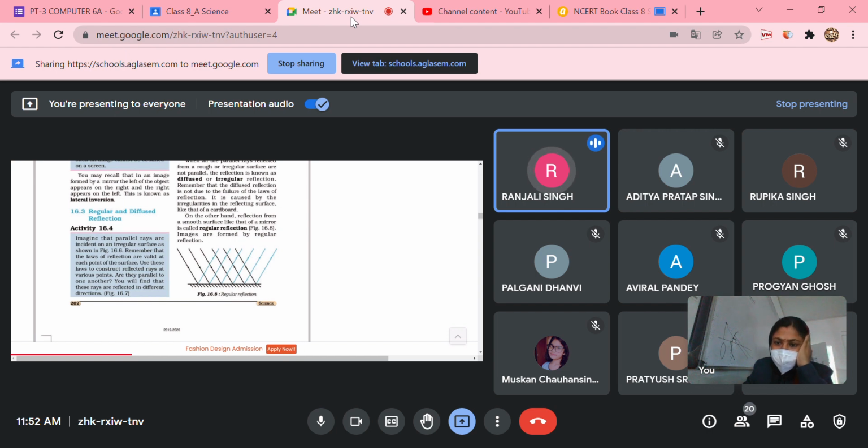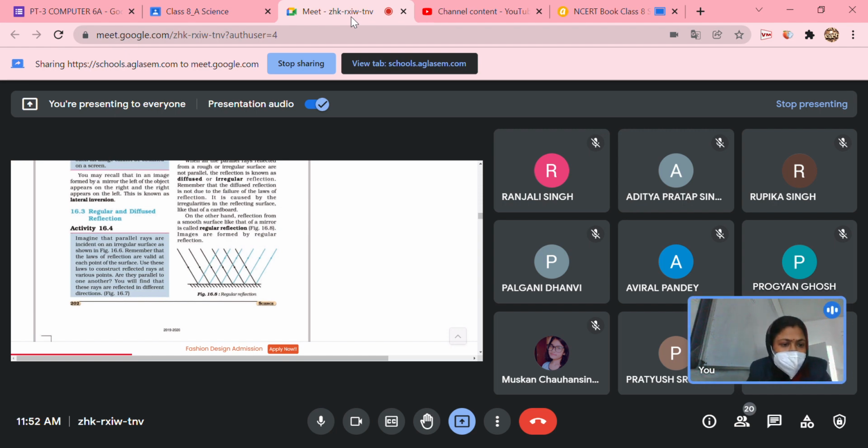It is caused by the irregularities in the reflecting surface, like that of a cardboard. On the other hand, reflection from a smooth surface like that of a mirror is called regular reflection. Figure 16.8. Images are formed by regular reflection. Okay, just wait. So just see.